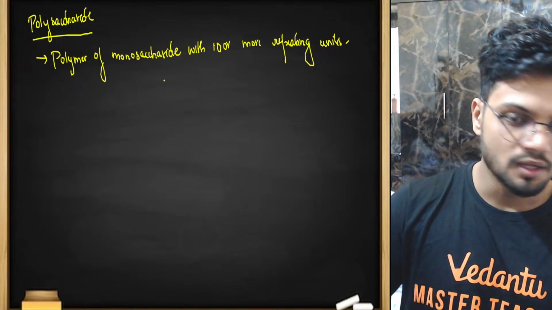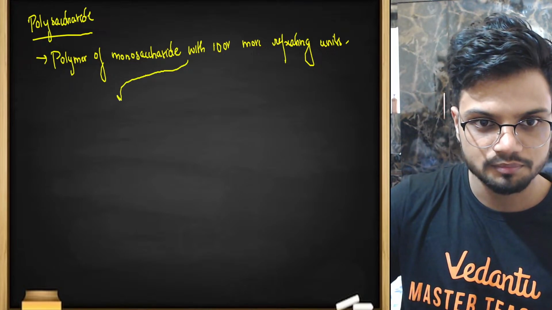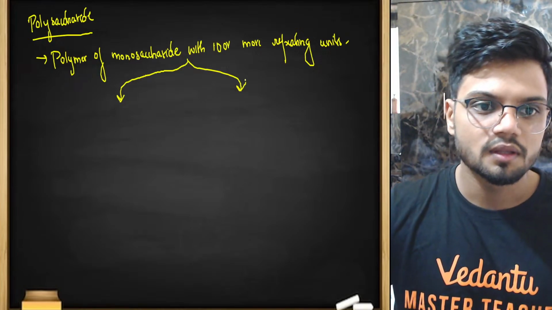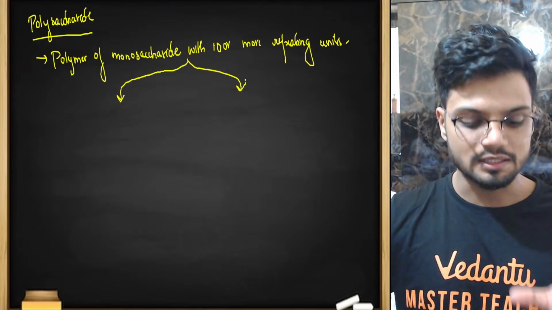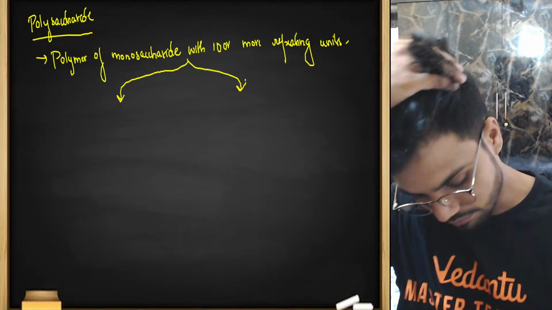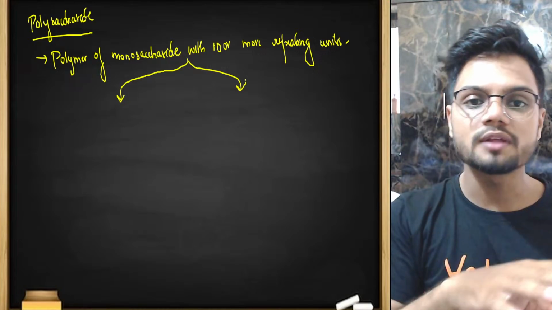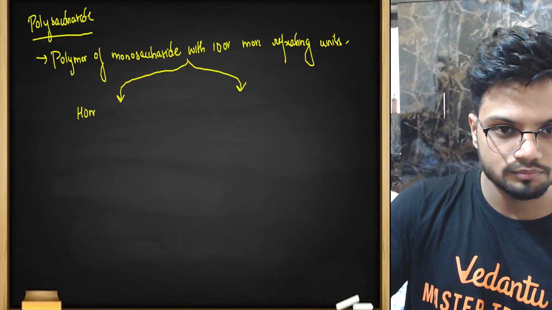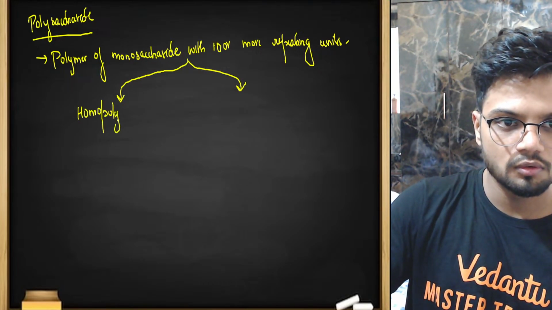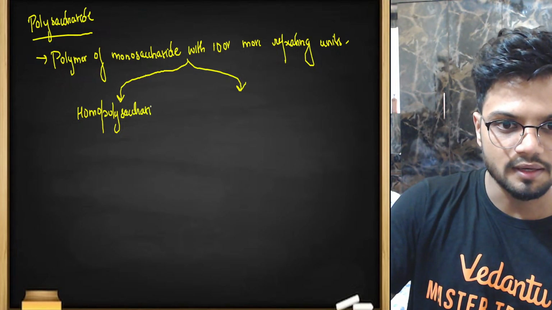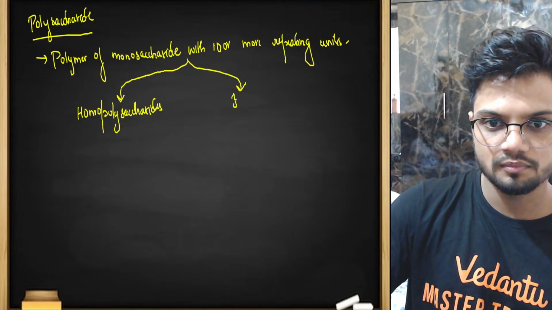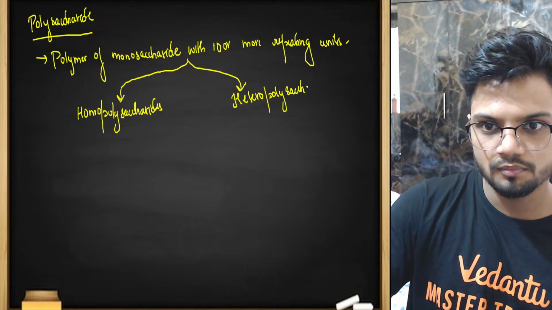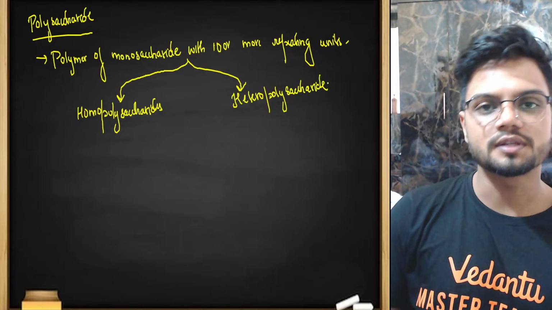Now, students, I'll give you a small classification for polysaccharides. Very simple. Polysaccharides can be broadly classified into homopolysaccharide as well as heteropolysaccharide. Homo and heteropolysaccharide. What is the difference?